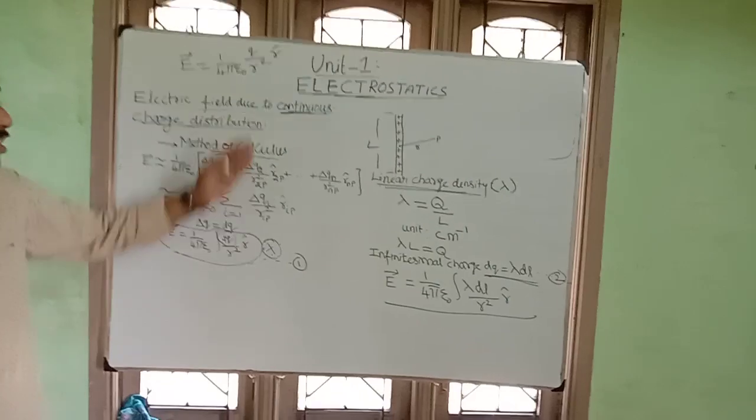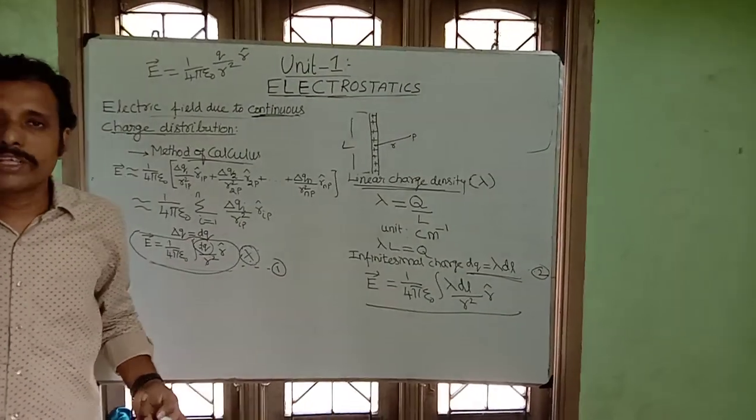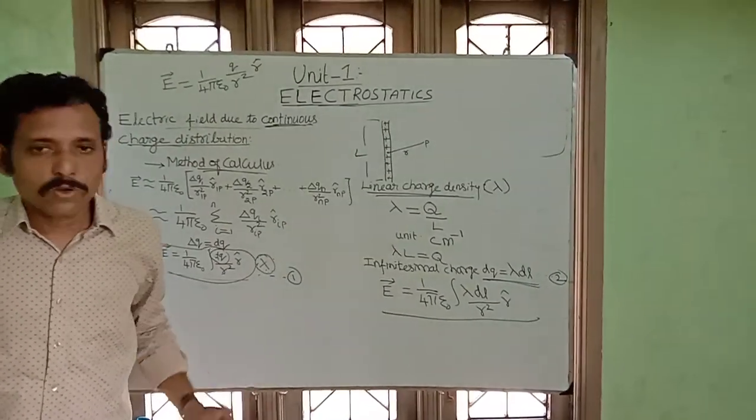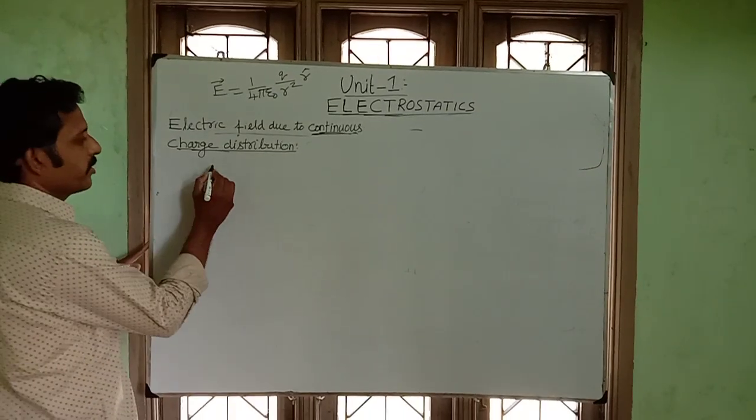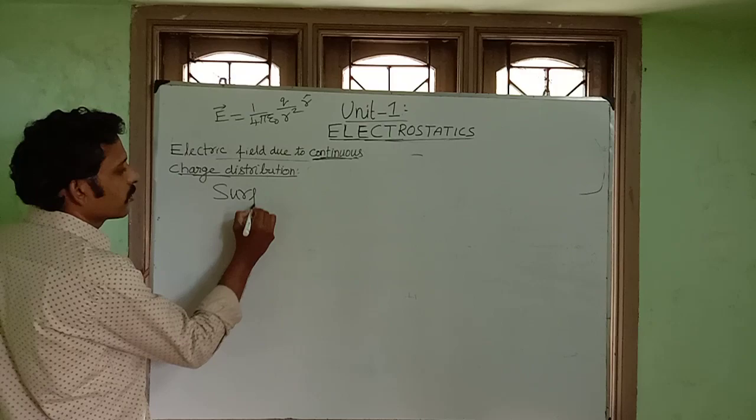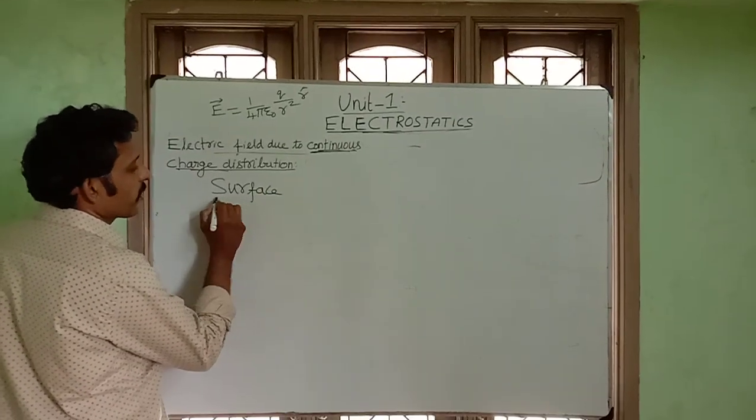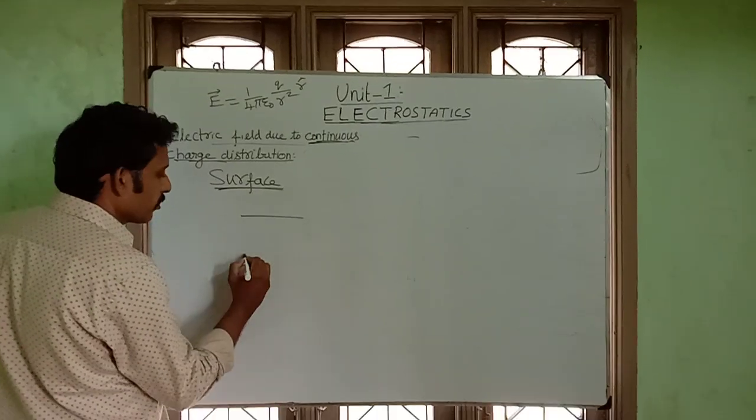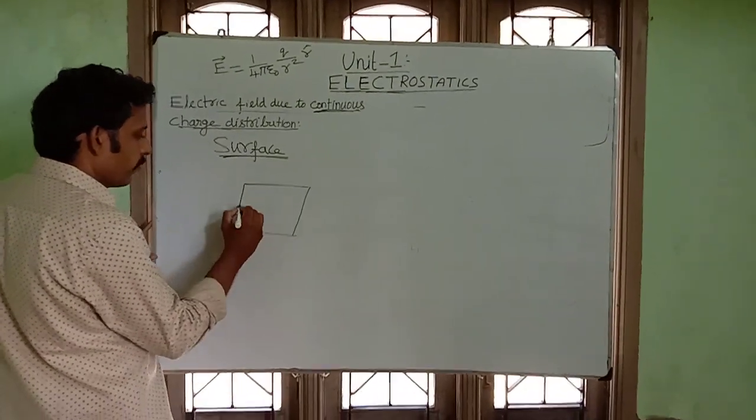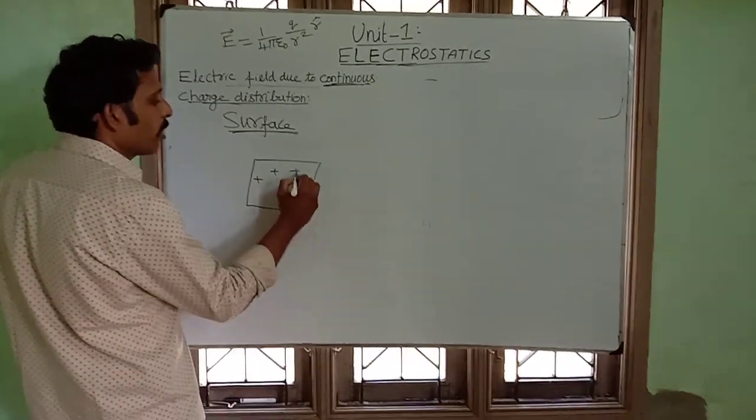This is for linear. Now what about a surface? Just make a note. I told you about surface charge density. For a surface, consider any surface. This is one surface, and you have more number of charges here.